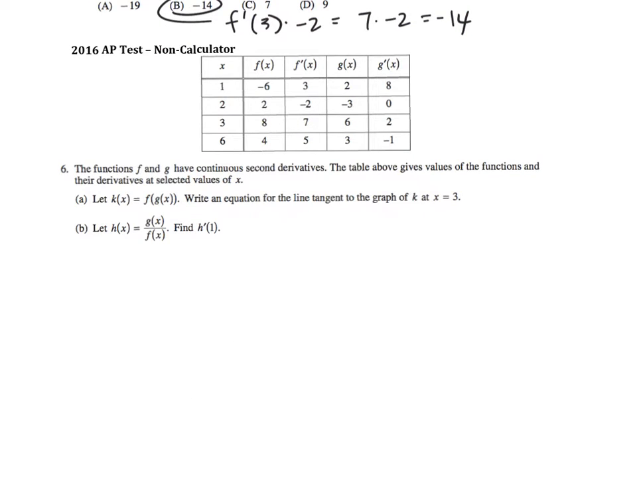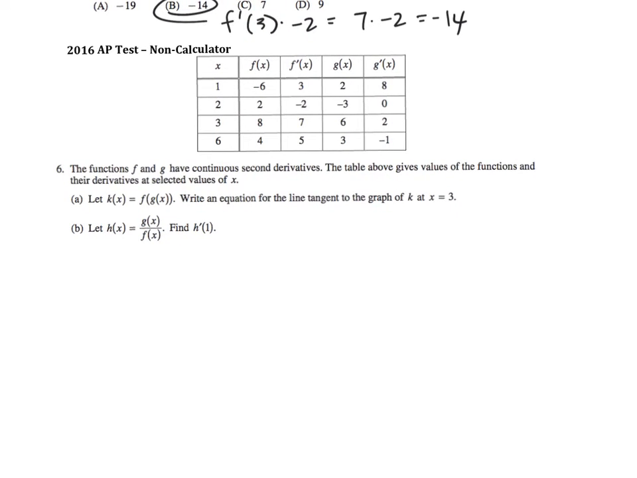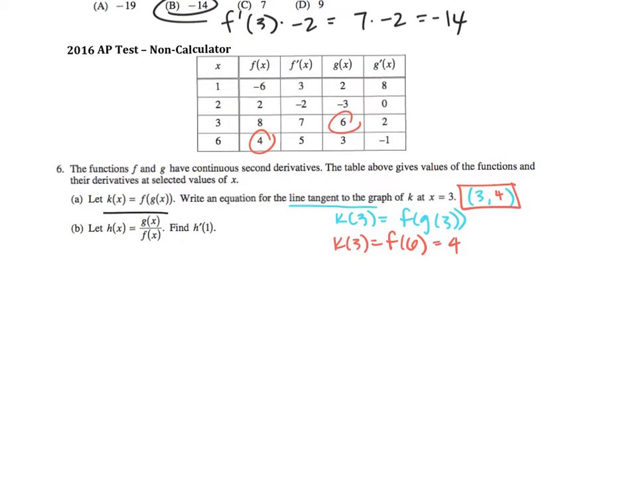So A wants us to write the equation of a tangent line, and for the equation of a tangent line, I'm going to need a point and a slope. I've got a point when x is 3, but I don't know the y. I could plug in 3 to my function to get what k of 3 is. So k of 3 would equal f of g of 3. g of 3 is 6, so k of 3 is f of 6. f of 6 is 4, so my point would be 3, 4.